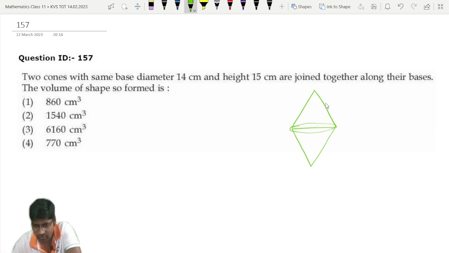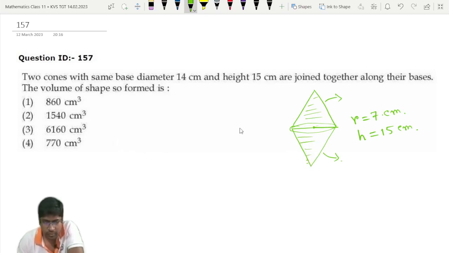Okay, two cones are there. This is also one cone and this is another cone, of same base diameter 14 centimeter. Base diameter is 14 centimeter, that means radius is 7 centimeter. R is equal to 7 for both the cones, and height for both the cones is 15 centimeter. So we have to find this total volume.